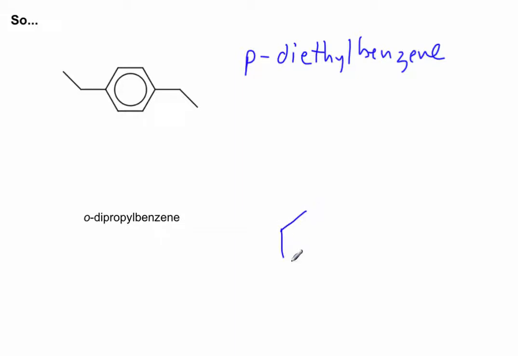So let's draw a benzene. There's the benzene. Aromatic structure. Ortho, next to each other, doesn't really matter where you put them. So it's propyl. So there's carbon 1 of the propyl, 2, 3. Carbon 1, 2, 3. So there's ortho-dipropylbenzene.